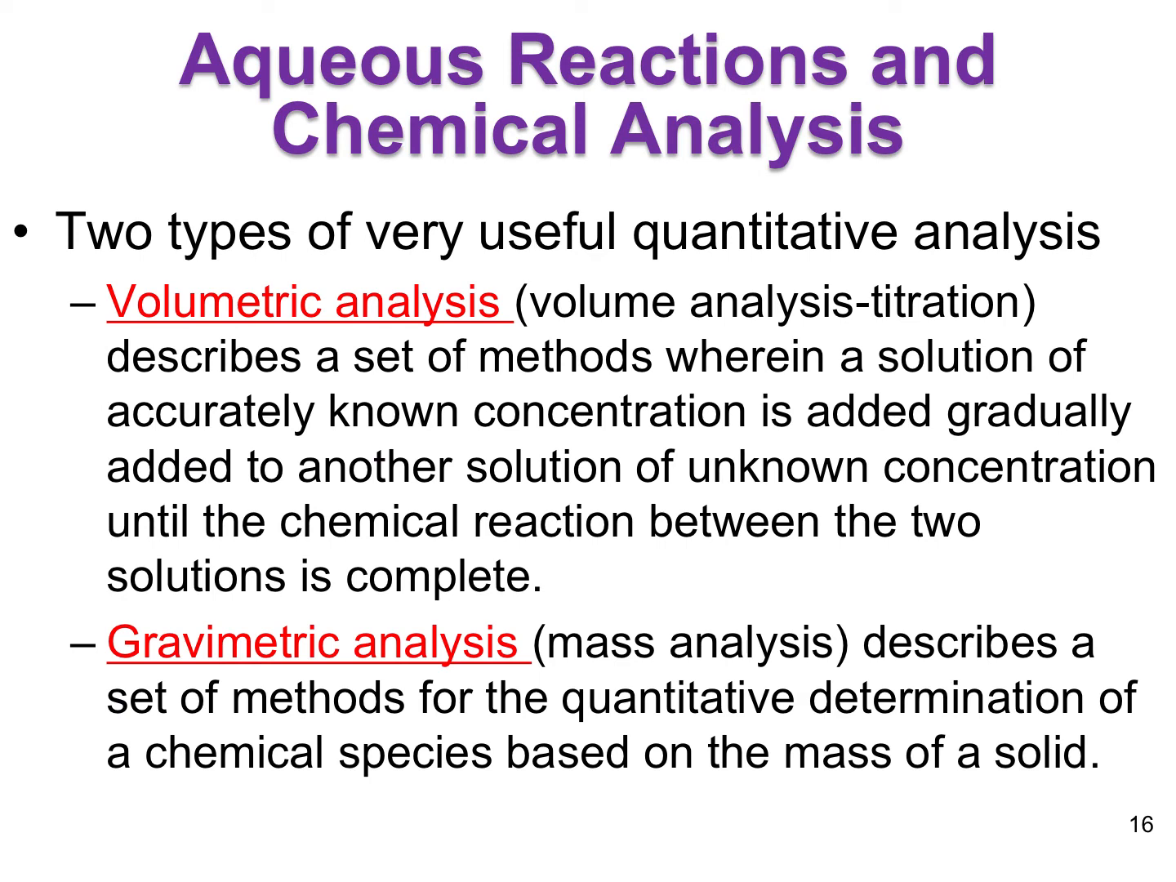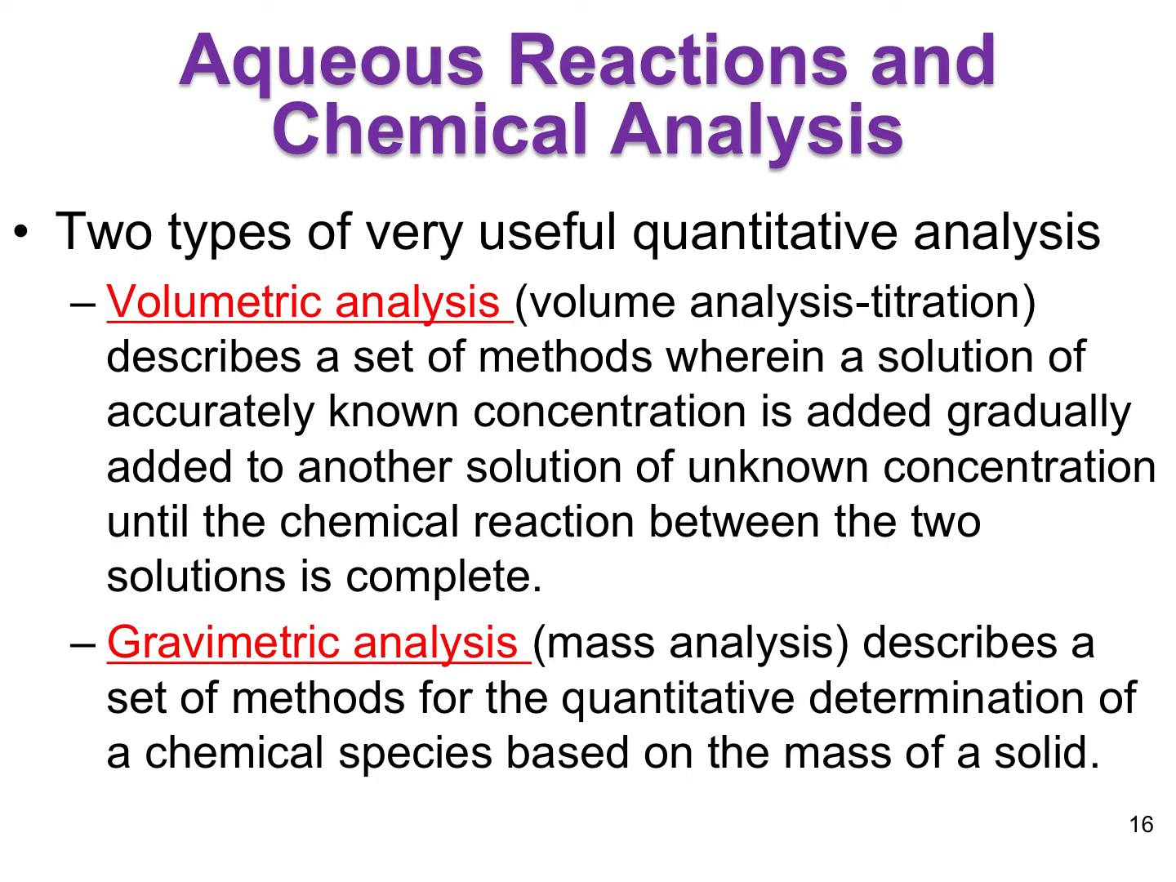Aqueous reactions and chemical analysis. The following slides will describe 2 useful types of quantitative analysis: volumetric analysis and gravimetric analysis. Volumetric analysis, often synonymous with titration, is a set of methods where a solution of accurately known concentration is gradually added to a solution of unknown concentration until the chemical reaction is complete. The endpoint of the reaction is often recognized by a change of color of an indicator substance.